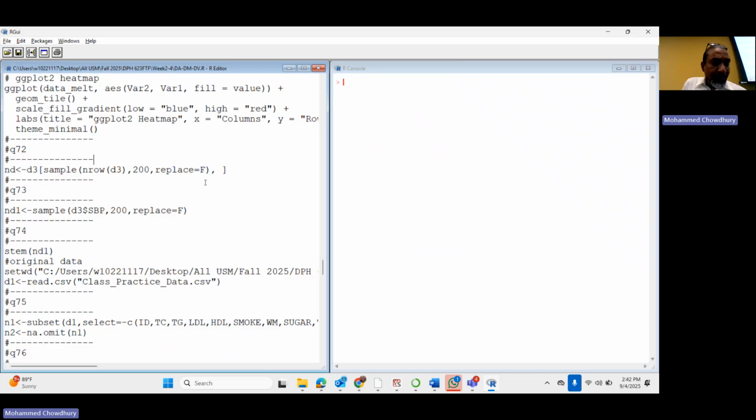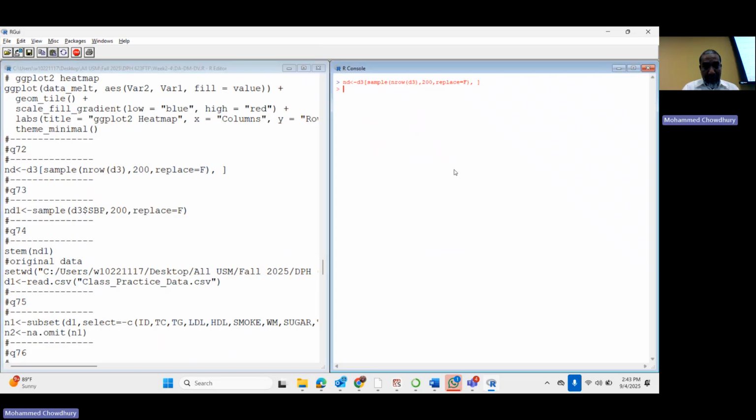Now question number 72 is asking: D3 is the data. From that data, I want to take a random sample of 200 rows. Sample rows of D3 data, of size 200, completely randomly. Replace is false, so that means the same row cannot appear more than once. Okay, I want to take a sample of that.